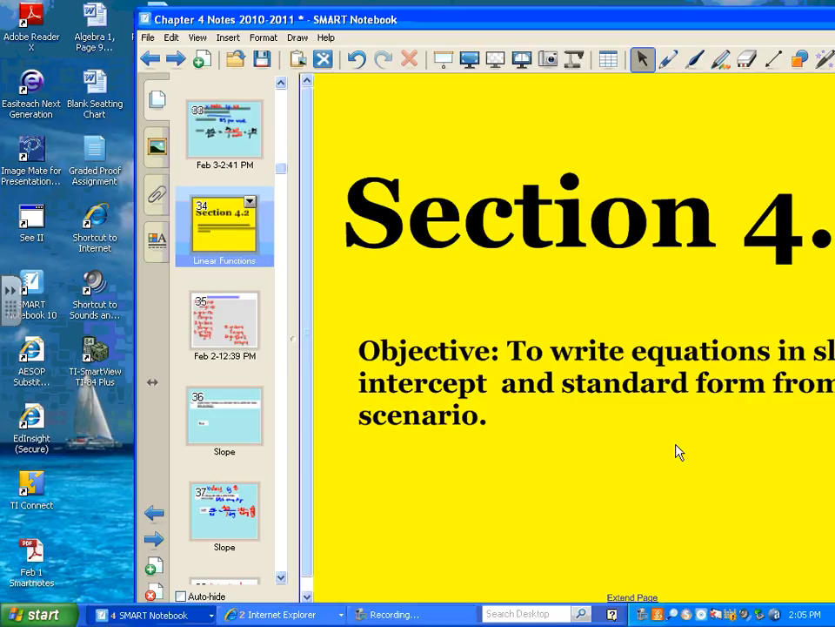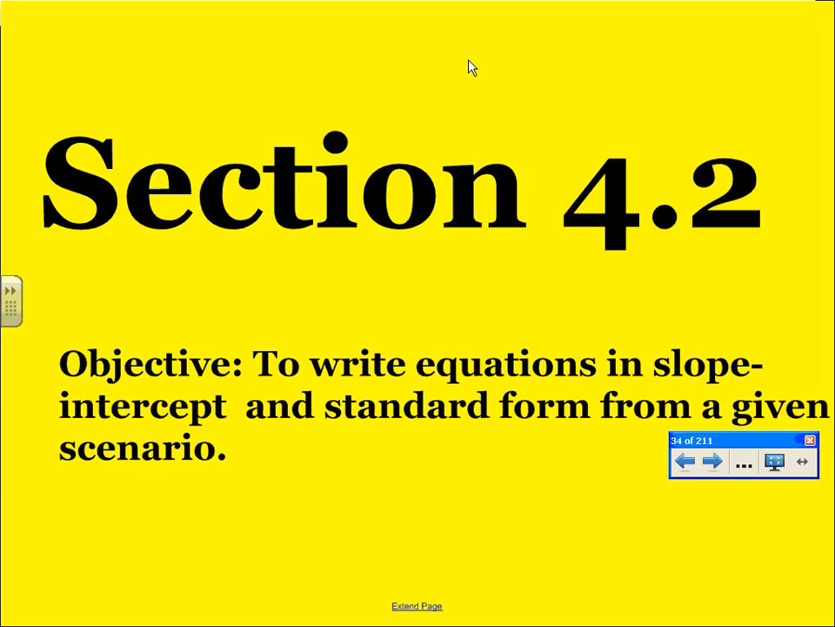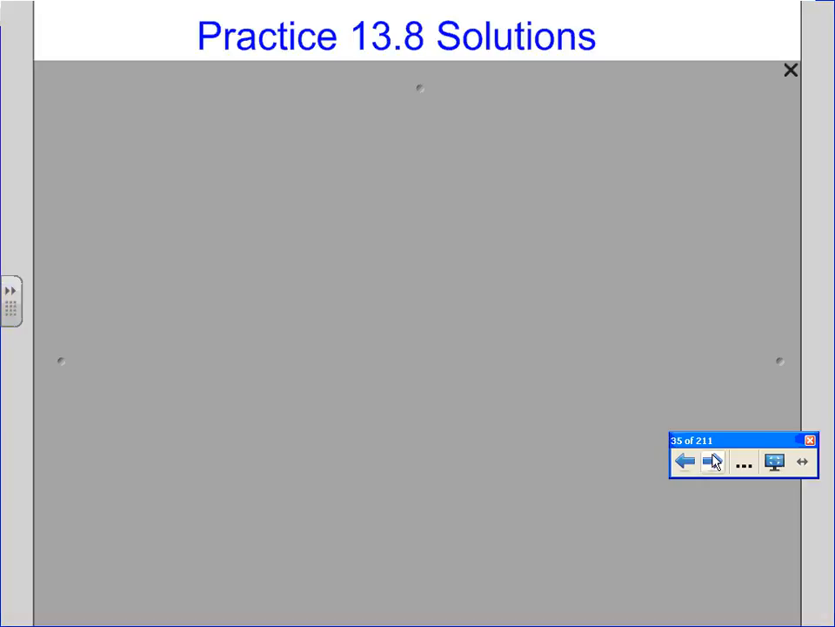Okay, so like I just said, our objective is to write equations in slope-intercept and standard form. We're going to continue what we did yesterday to try to help eliminate any confusion. First thing, we need to go over homework. So Ms. Wingrove's going to go over the homework with you.